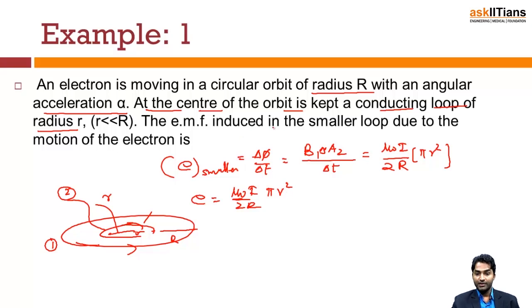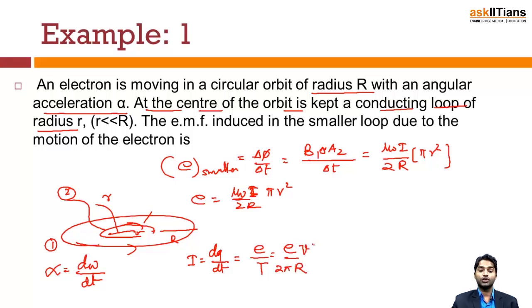Now the EMF induced in the secondary loop due to the motion of the electron. We know that angular acceleration is d omega by dt. So for the electron, we need to find the value of current. Current is equal to dq by dt. Now q is just the electron charge E divided by capital T, so that is equal to E upon 2 pi r upon the velocity with which it is rotating. Now we can see that it is E upon 2 pi into omega.